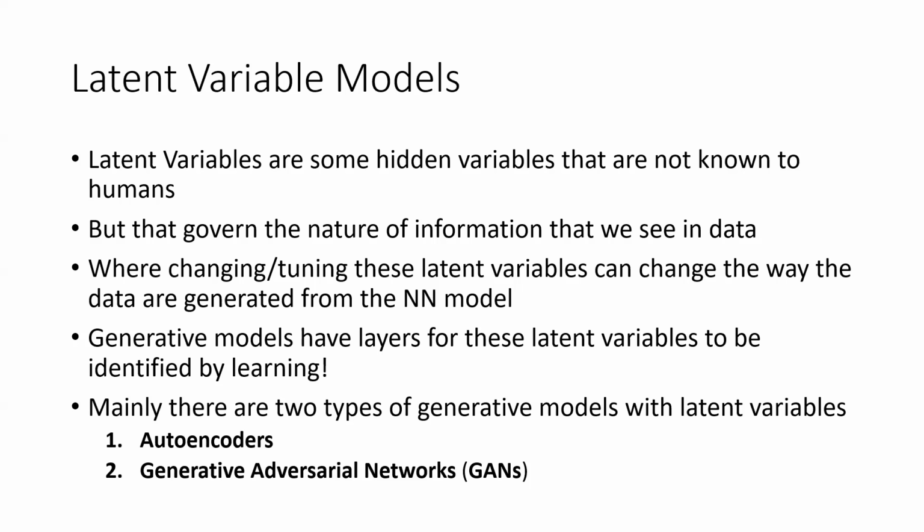Mainly there are two generative models that we are going to learn. One type is known as autoencoders, and the other type is known as generative adversarial networks. We are going to learn those two mainly, and we are also going to discuss a much more improved version of these autoencoders, known as diffusion models as well.